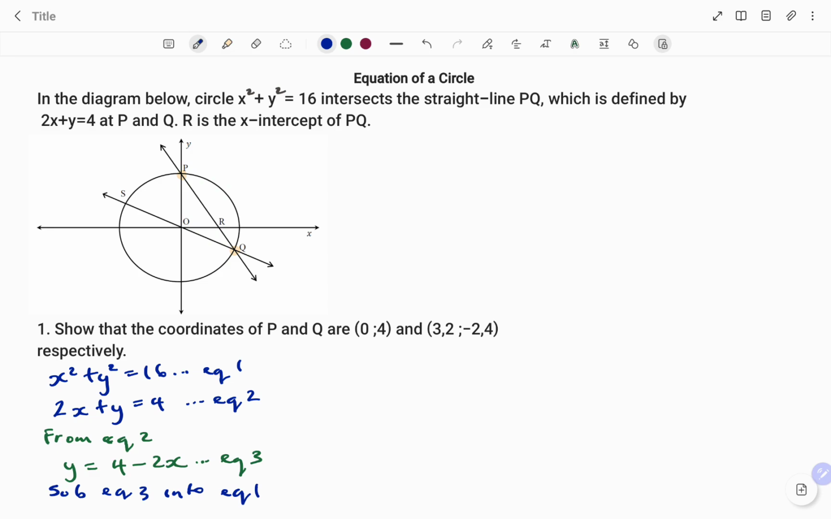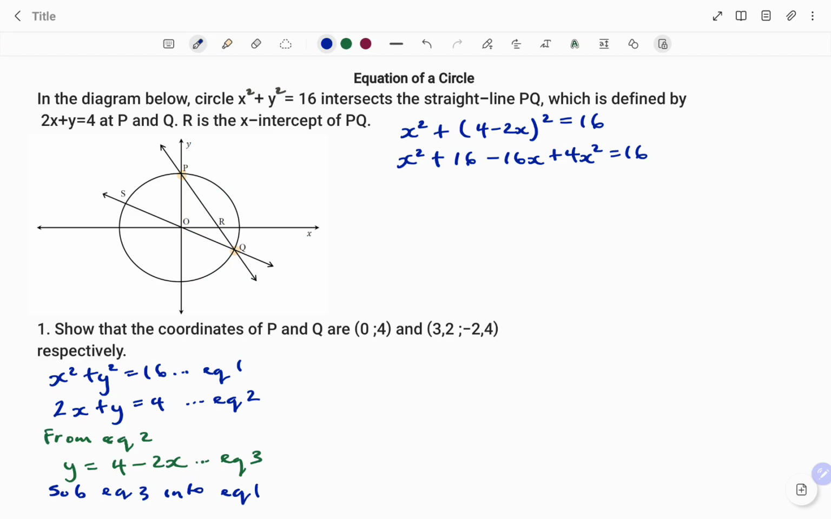So I'm going to have x squared plus y squared becomes (4 minus 2x) all squared equals 16. If I expand the bracket, I have x squared plus 16 minus 16x plus 4x squared equals 16. I'm going to turn it into a quadratic equation.